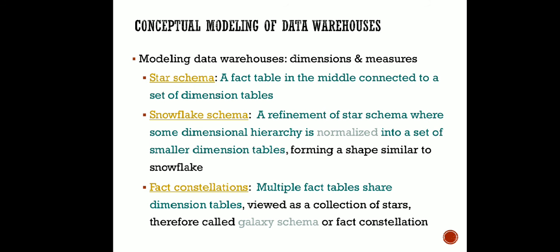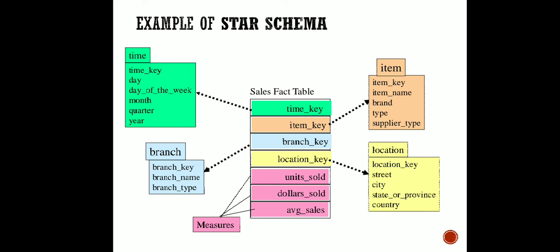Before that, we will see some conceptual modeling of the data warehouse. The names available are star schema, snowflake schema, and fact constellation, and I will explain them with examples. See how the star schema works. We were talking of the fact table and the dimension table. Here there are 4 dimension tables: first is time with this many attributes, another is branch, then item and location.